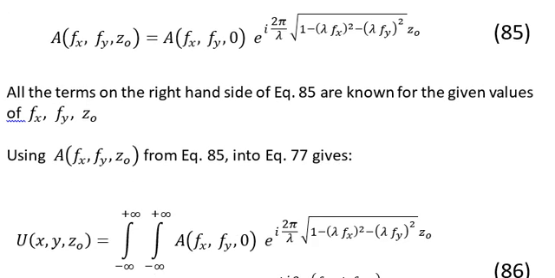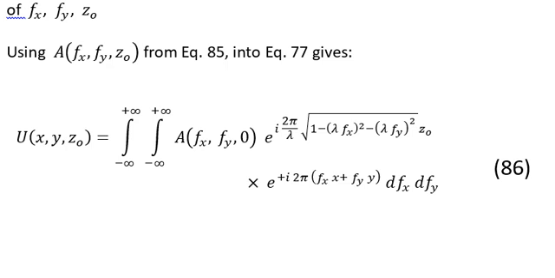Using this value from equation number 85 in equation number 77, we get this. And what was equation number 77? Equation number 77 contained this angular spectrum and of course this exponential factor, which appears in the definition of the inverse Fourier transform. And we have just replaced the angular spectrum A of fx, fy, z naught by this quantity, which is A of fx, fy, 0 multiplied by e to the power iota 2 pi over lambda into 1 minus the square root of 1 minus lambda fx whole square minus lambda fy whole square, multiplied by the z naught value.